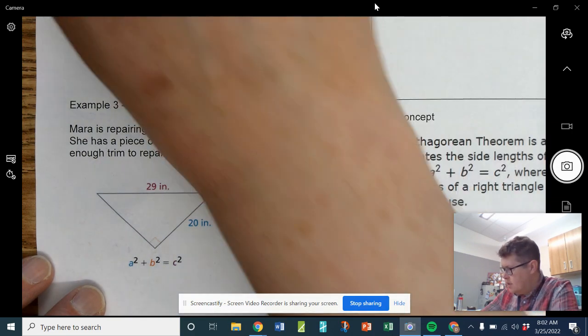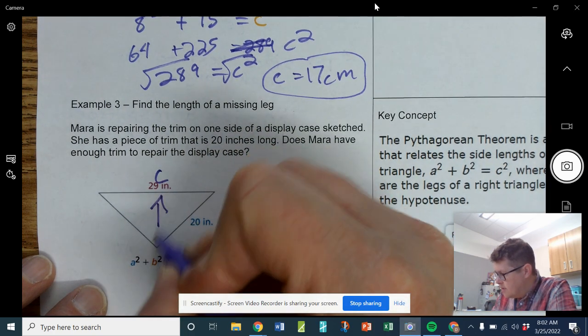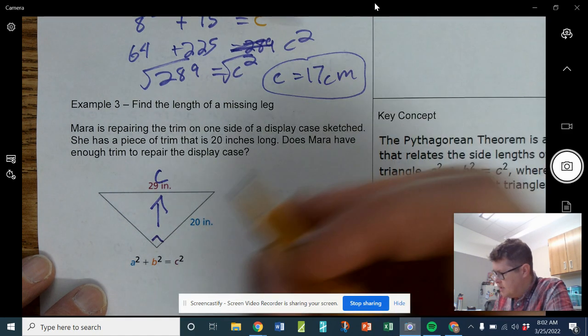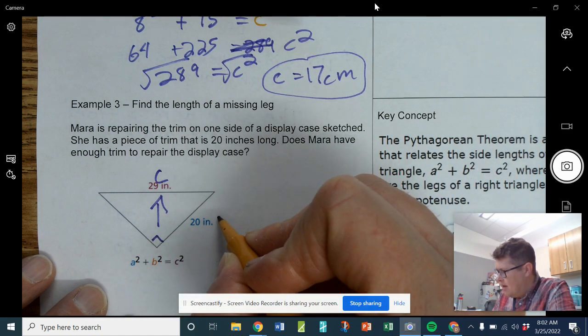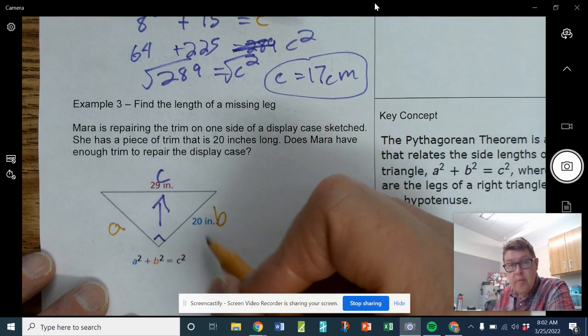So let's do this again. We'll have this as our C value because it's across from the right angle, right? I wish I had colors to match this. This is 20. It doesn't really matter. We'll call this the one we're searching for A, and we'll call the one we have over here B, right?